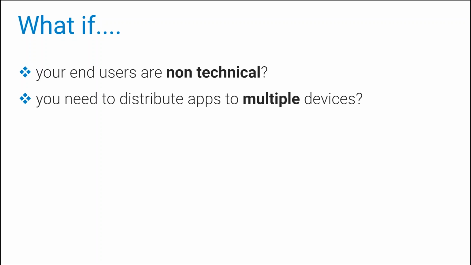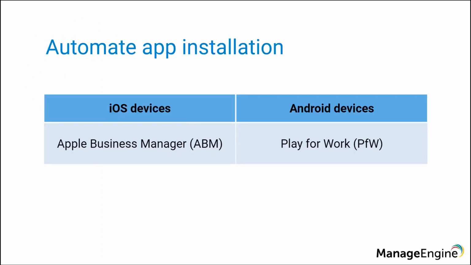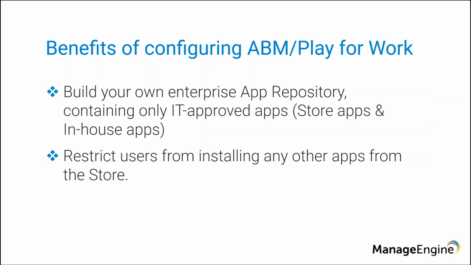So right now we just distributed to one BYOD device, but what if you'd have to distribute the same application to hundreds of devices, corporate devices that you have provided to your end users. And that's where the automated app installation techniques would come into play. So for the respective OEM vendors, we have the Apple Business Manager for the iOS devices and the Play for Work solution for your Android devices.